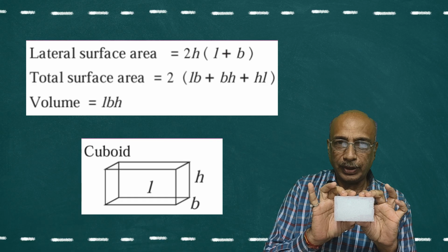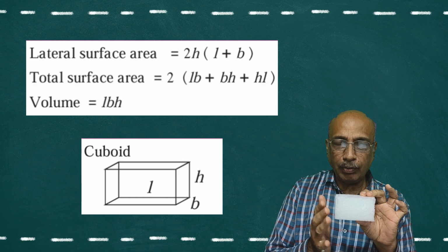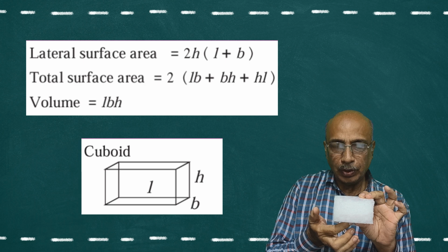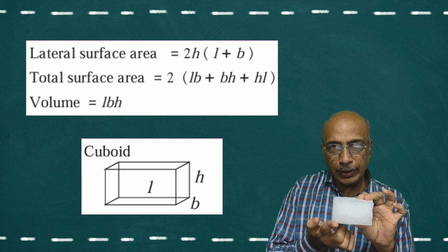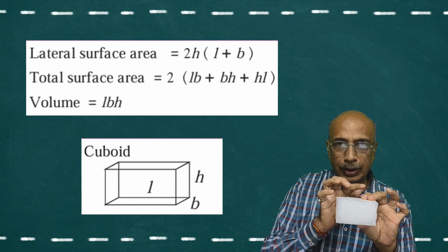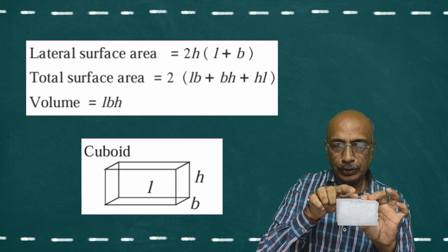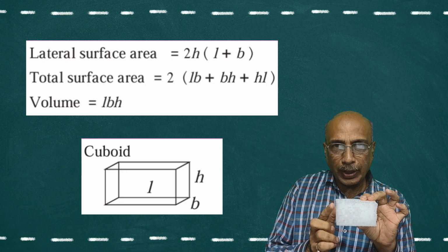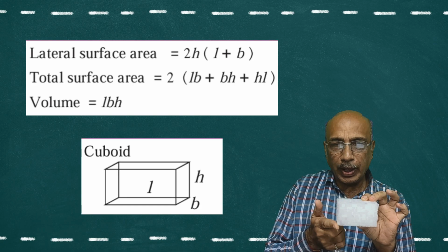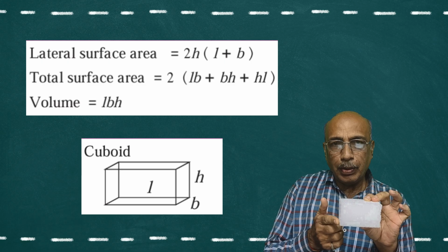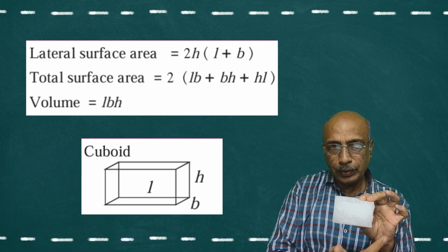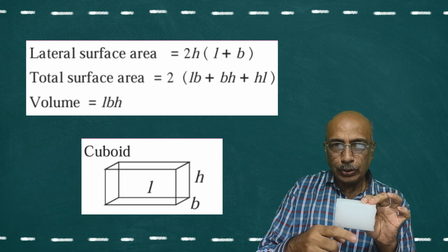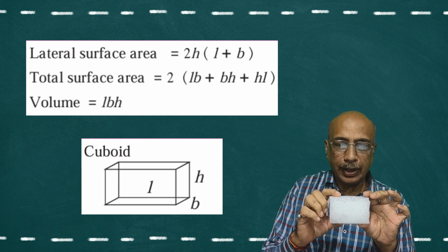Next comes total surface area. In the vertical surface area, we will add the area of the top as well as bottom. What will be the area of the bottom and top? Length into breadth. 1. Length into breadth. 2. So total surface area of this cuboid will be twice length into breadth plus twice breadth into height plus twice height into length. So all the six-sided area will be added.